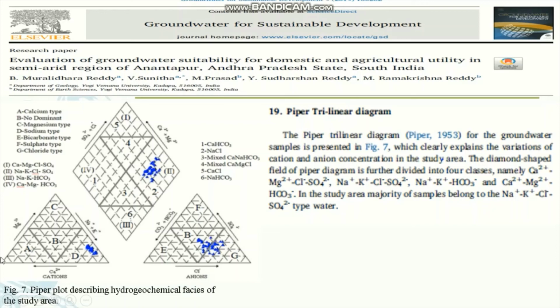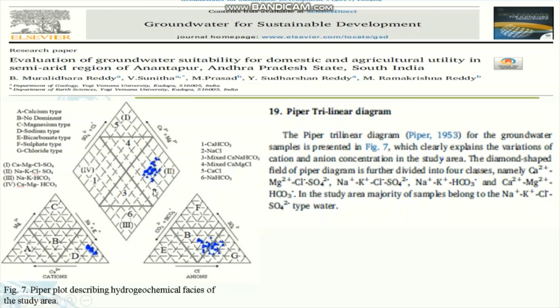Now what they have interpreted: the Piper trilinear diagram for the groundwater sample is represented in figure 7, which clearly explains the variation of cation and anion concentration in the study area. The diamond shaped field of the Piper diagram is further divided into 4 classes, namely Ca, Mg, Ca, Mg, Cl, SO4, Na, K. And at last, in a single line, they have interpreted that in the study area the majority of samples belong to Na, K, Cl, SO4, which comes under zone number 2.